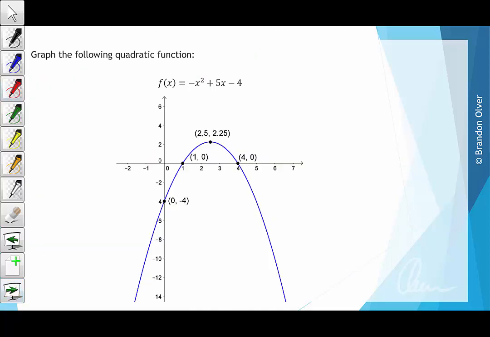On this slide, we've just got a computer to generate that curve, and we can see that all the same points are listed here: the x-intercepts of 1 and 4, the y-intercept of negative 4, and the turning point at (2.5, 2.25), which is the same as the 5 on 2, 9 on 4 that we had previously.